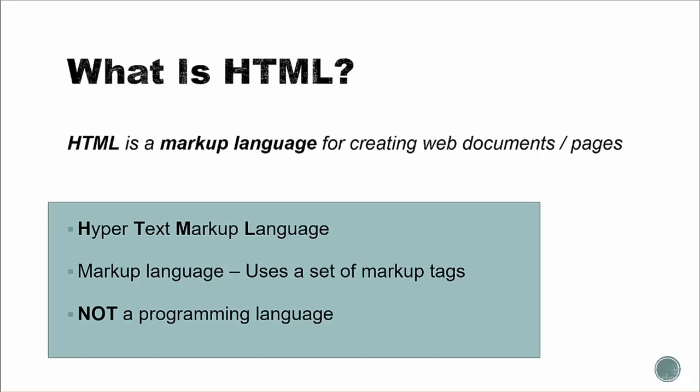So what is HTML? It's a markup language for creating web documents or web pages. It stands for Hypertext Markup Language, and it uses a set of markup tags. Okay, so an HTML tag is the basic building block of HTML. Now, it's important to stress that HTML is not a programming language.